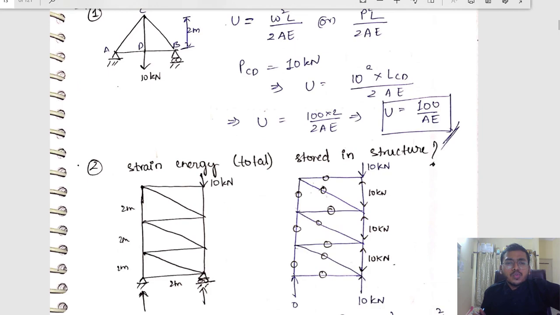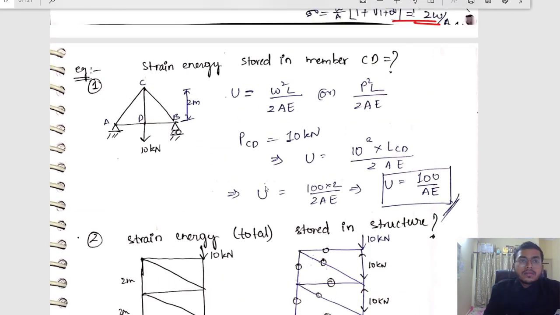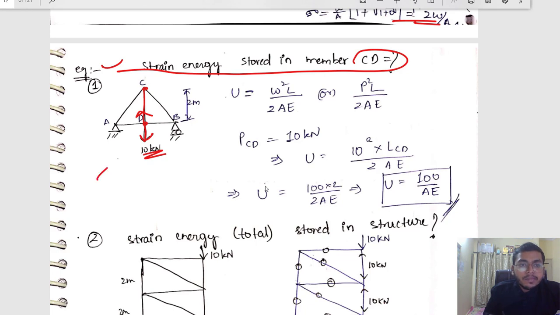Now let us solve two small problems and end this module. Very simple question: strain energy stored in the member CD. This is your member CD. What is the axial force developed because of this load of 10 kilonewton in this member? If you apply sigma Fy equals 0, you will get FCD is nothing but 10 kilonewton only, right? Agreed? Very simple. Now let us use our formula. What was the strain energy formula?